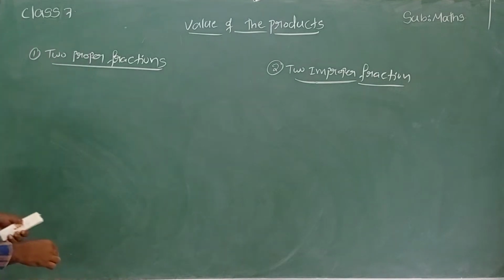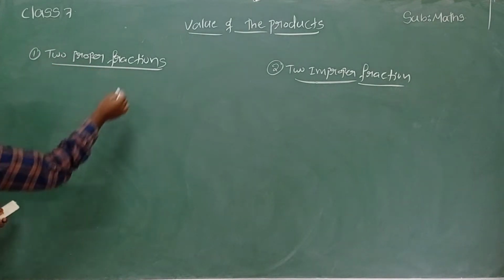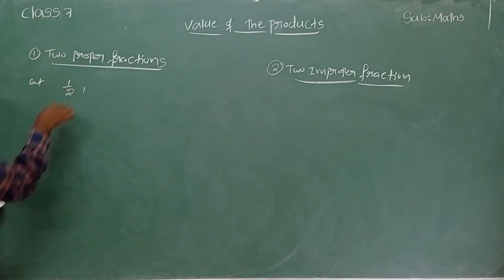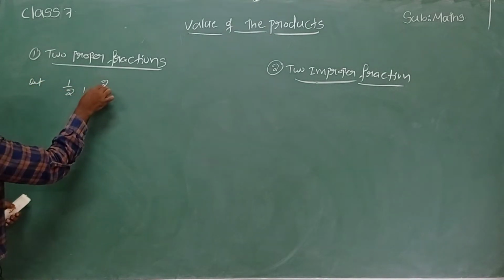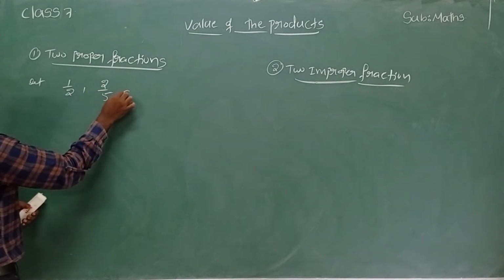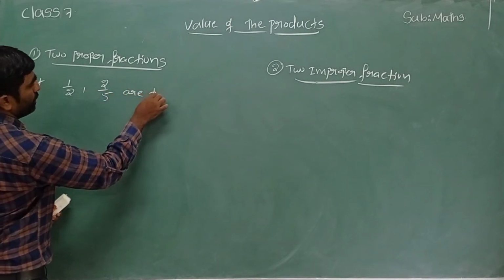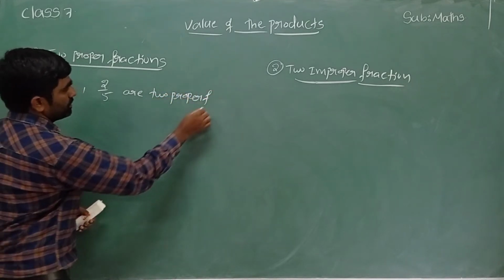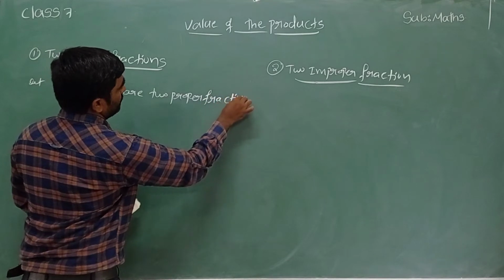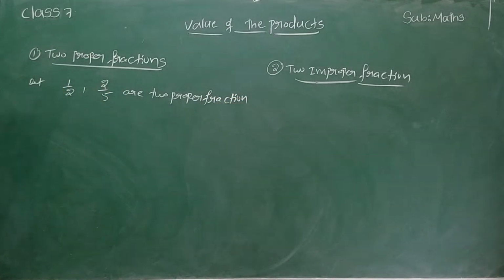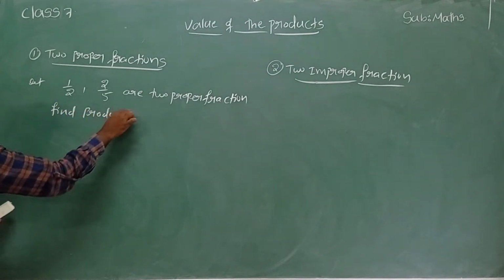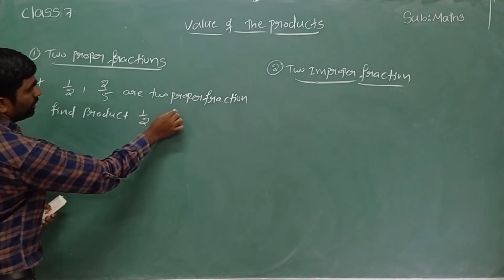Hope you are understanding. I said take any two proper fractions. Let me take 1 by 2, 2 by 5. 1 by 2, 2 by 5 are two proper fractions. Now find the product of these two. Find the product of 1 by 2, 2 by 5.